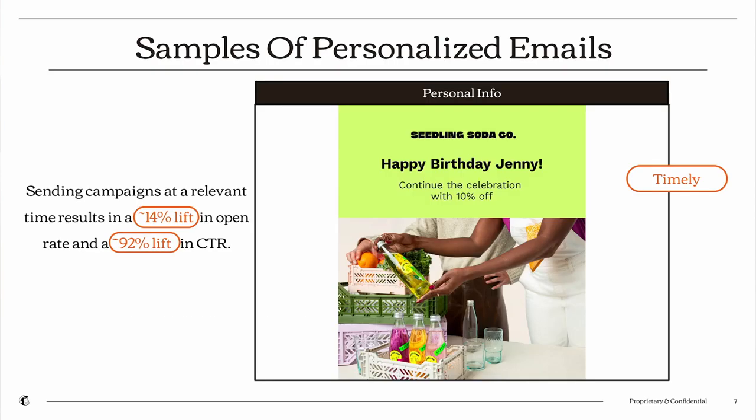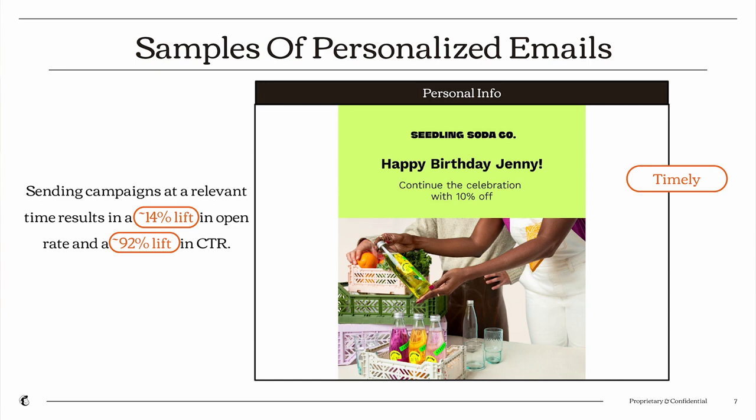So when we look at all the emails sent from Mailchimp, we get some really great data, and it shows that personalization works. So sending campaigns at a relevant time results in approximately 14% lift in open rate and approximately 92% lift in click-through rates. So this means that making sure the recipient receives your email at the optimal time for them personally does result in better engagement with that email.